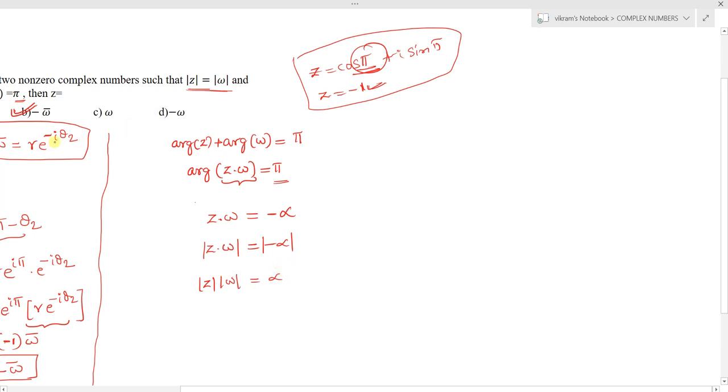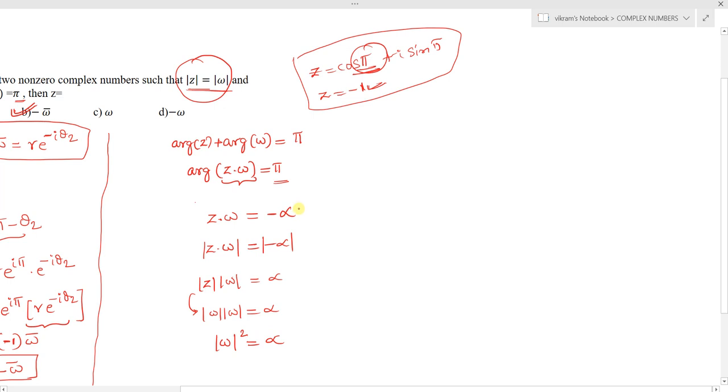Whereas he has given the condition, what is the condition? Mod z equals mod w. If we replace z with w, mod w equals mod w, because mod z equals mod w, which equals alpha. Then we can write mod of w square equals alpha.